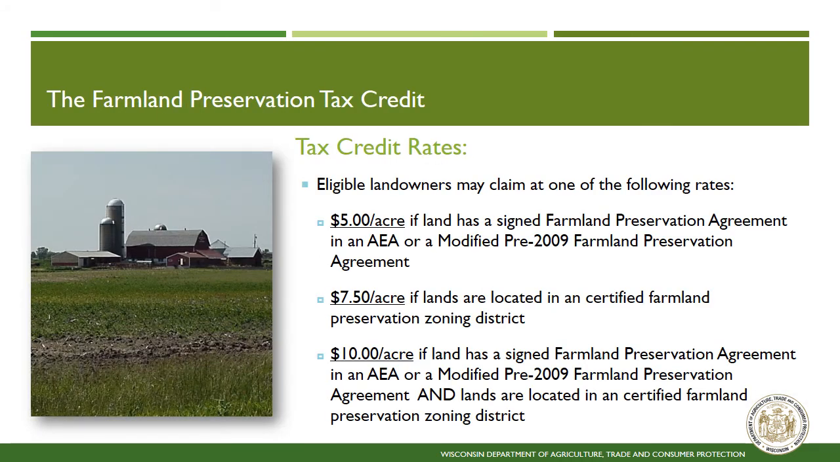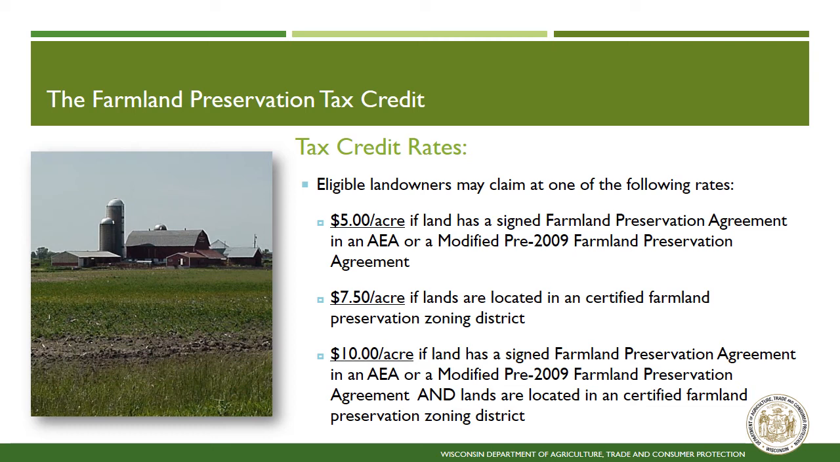The Farmland Preservation Tax Credit is a flat, per-acre refundable income tax credit that eligible Farmland Preservation Program participants may claim. The tax credit rate available to an eligible landowner is dependent on how they participate in the program. A landowner can claim $5 per acre if they have lands enrolled in a Farmland Preservation Agreement in a designated AEA or a modified pre-2009 Farmland Preservation Agreement.